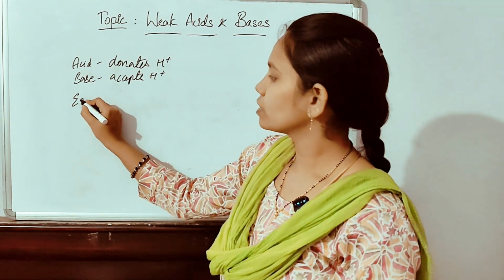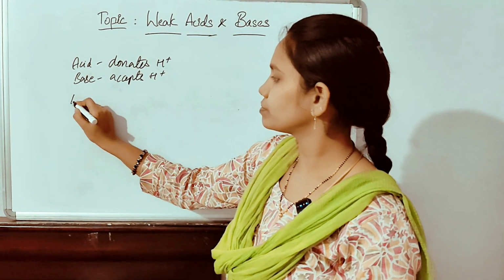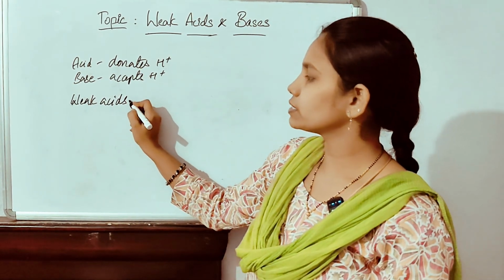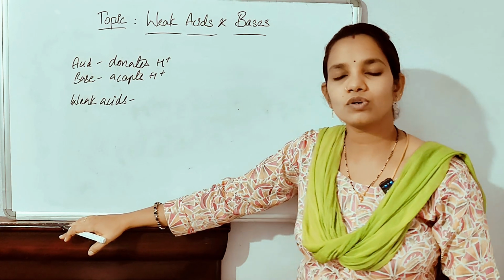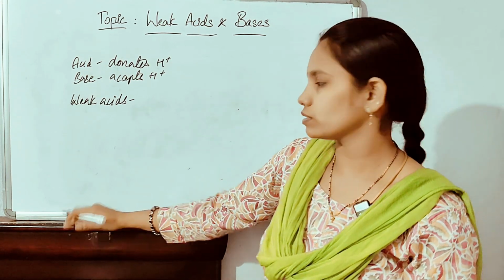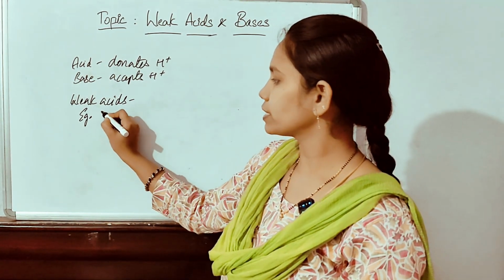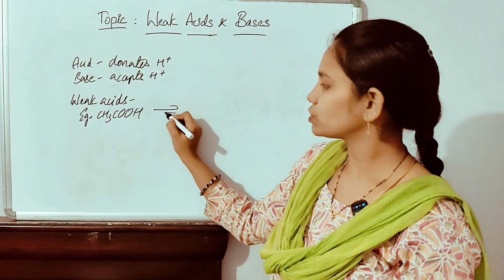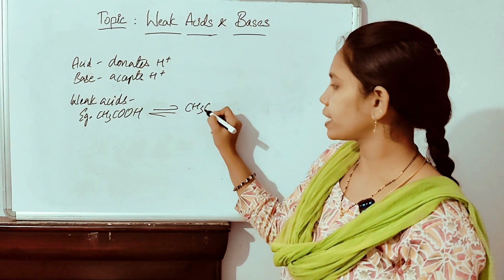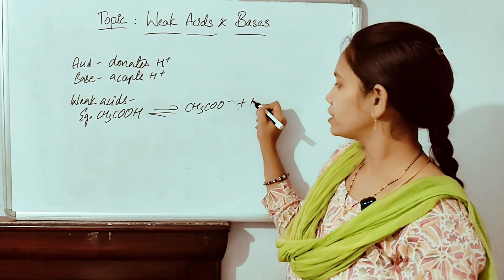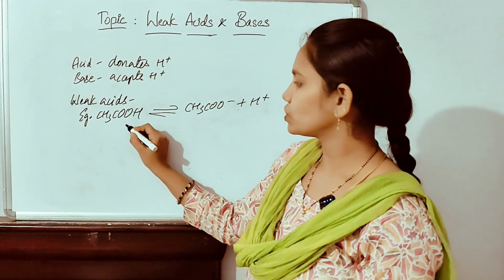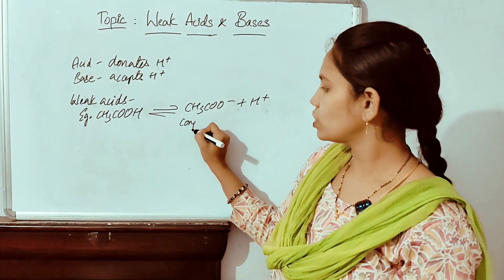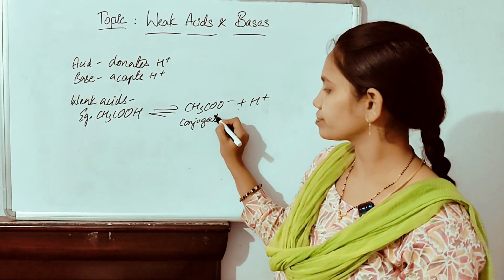So let's see weak acids. Weak acids are the substances that do not ionize completely in water. Example, acetic acid. Acetic acid dissociates into acetate ions and hydrogen ions. So here acetic acid is a weak acid. Acetate ions are acting as a conjugate base.